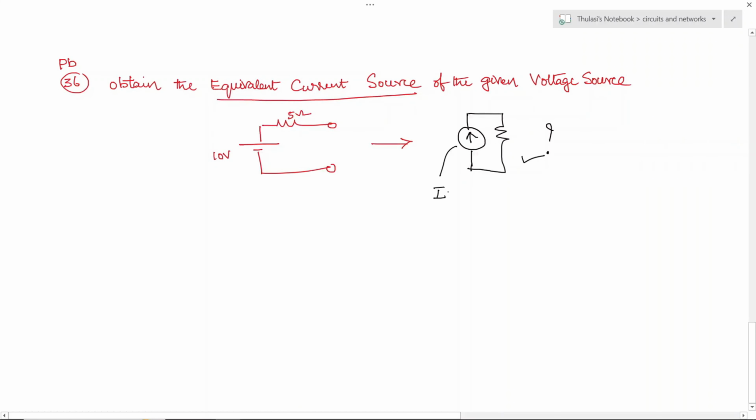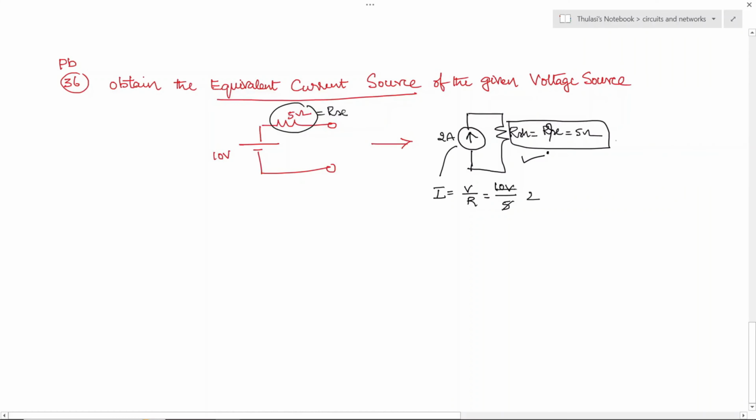So current I is equal to V by R. What is the voltage we are applying? 10 volts, divided by the series resistor, which is 5. So 5 ones are 5, 5 twos are 10. Therefore the current is 2 ampere, and this resistor is the series resistor. Automatically here you are going to have a shunt resistor. Shunt resistor RSC is equal to 5 ohm.